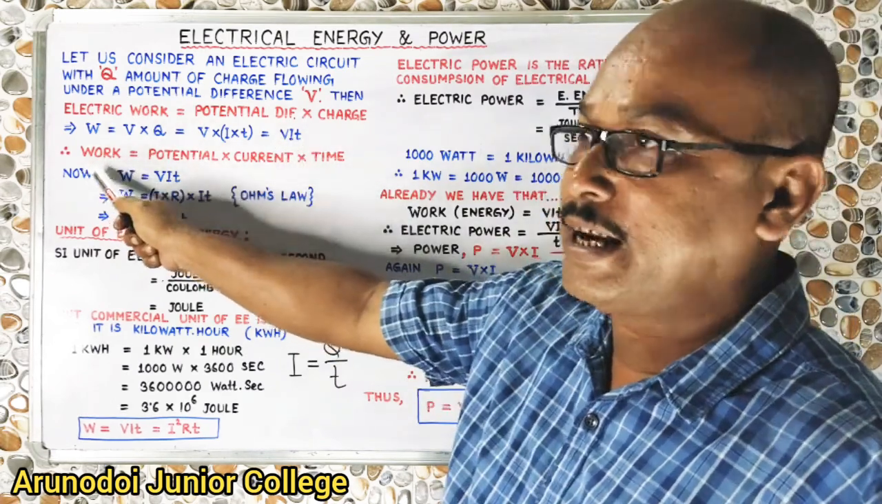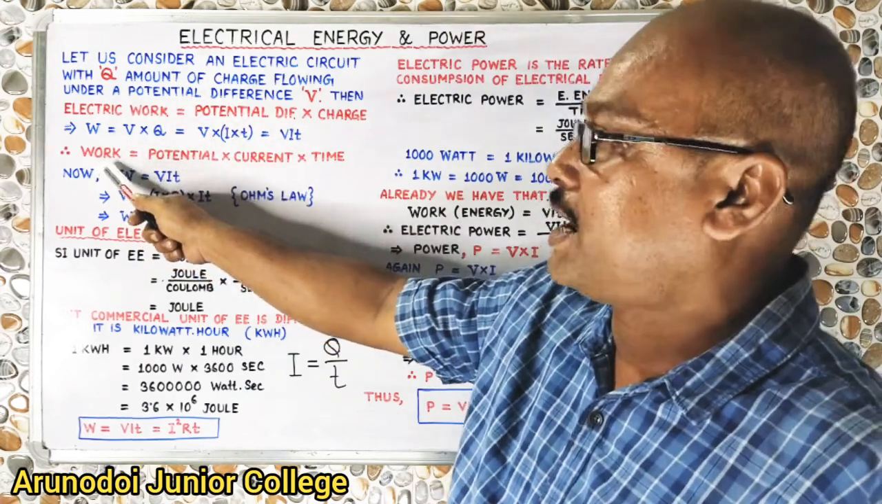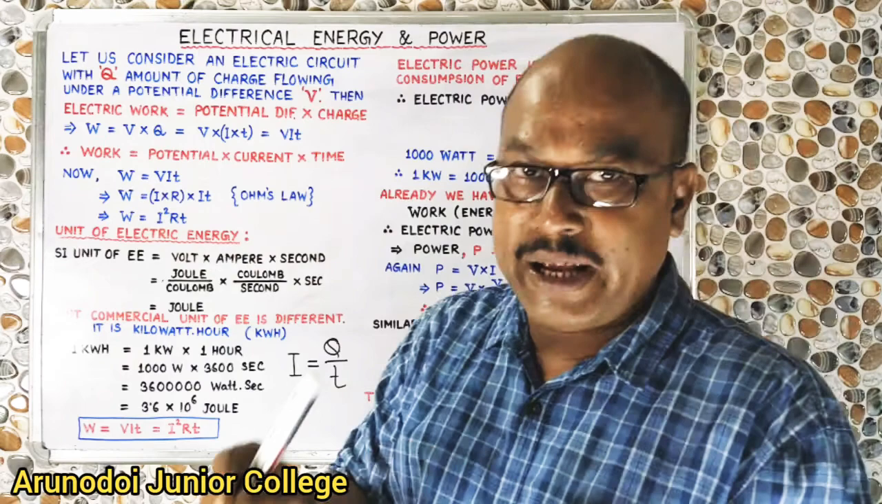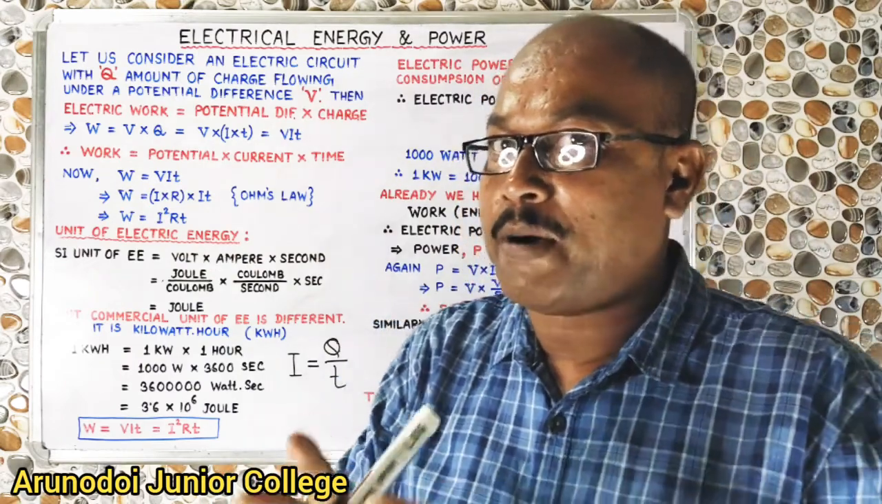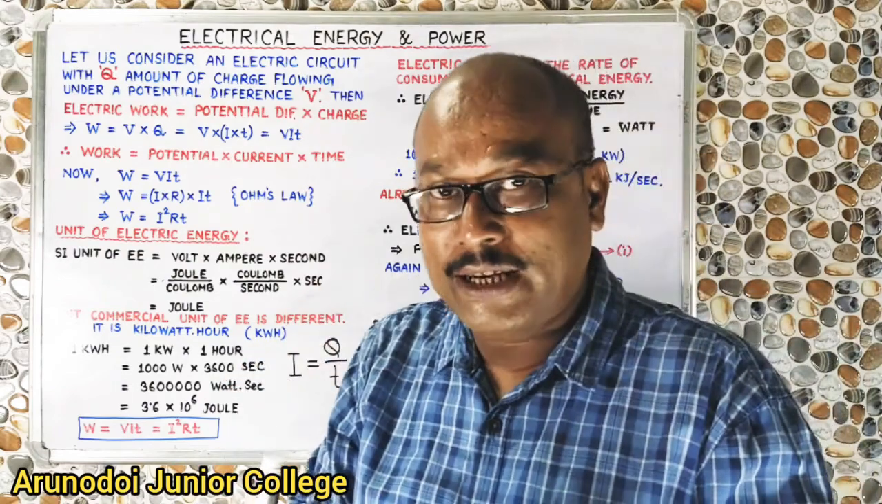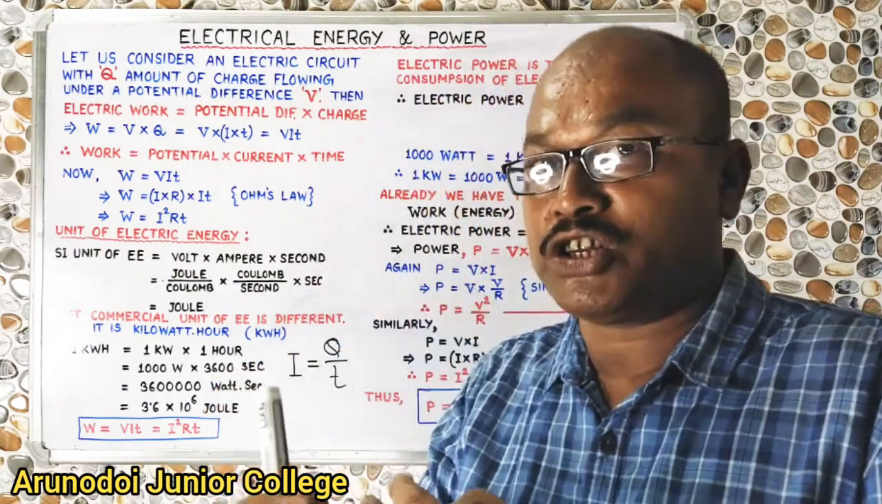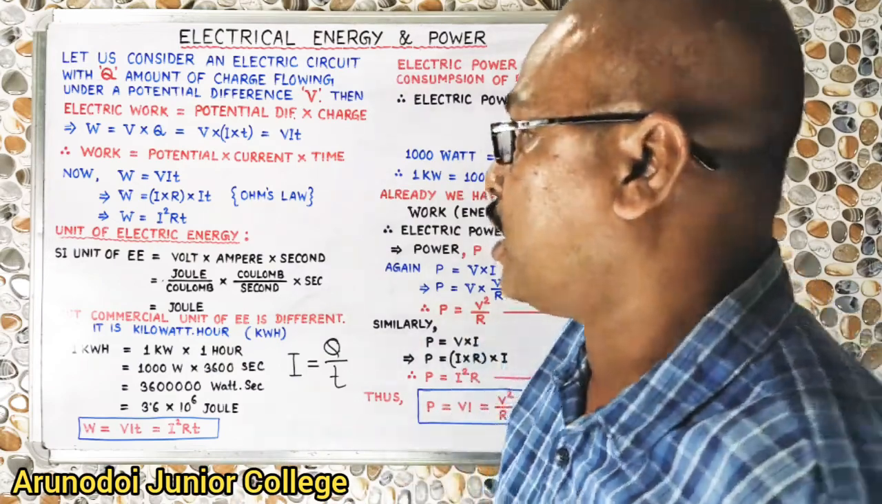So we have written it there. What is the work done by electric current? Electric current has done an amount of work, and how can we calculate it? We can calculate it by multiplying the potential difference into the current in the circuit into the time, that is, how much time the current is there in the circuit.